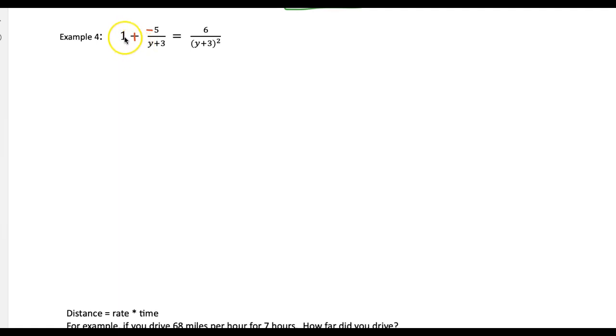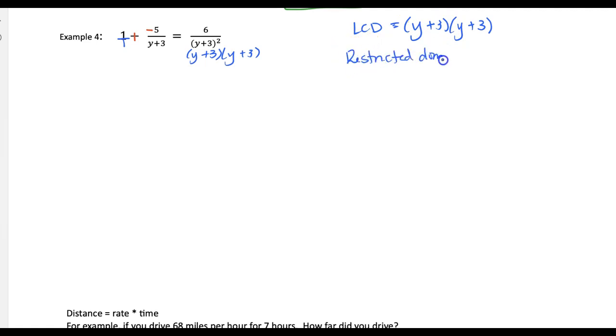So looking at a common denominator, it looks like we have a denominator of 1, of y plus 3, and over here on the right, we actually have y plus 3 twice. Y plus 3 times y plus 3. So our least common denominator is going to have 2 factors of y plus 3. And just for ease, I like to actually show both of them. And then our restricted domain is going to say that y plus 3 can't be 0, which tells us that y can't equal negative 3.